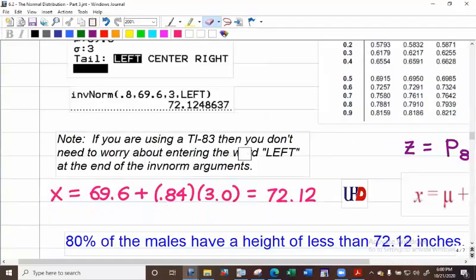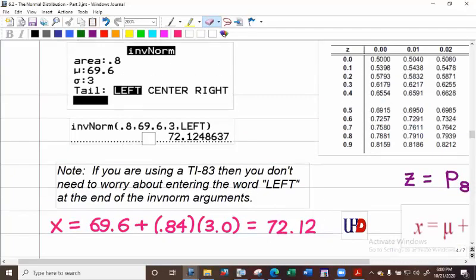All right, here I'm mentioning the left business. If you only want the percentile value, the z, you just put 0.8. But you do have to put in 69.6 comma 3. Then you can just close off the parentheses at the 3 and not the word left. You have to have the first 3 numbers in there, then close it off. So if you got your 83 out, you can try that and make sure it works. I can't demonstrate an 83 anymore because I don't have access to that version online. It's just everything but the left.